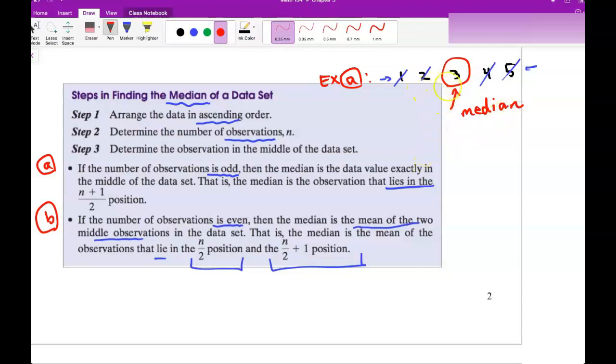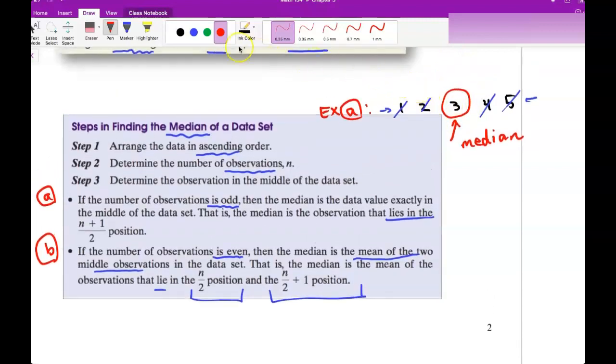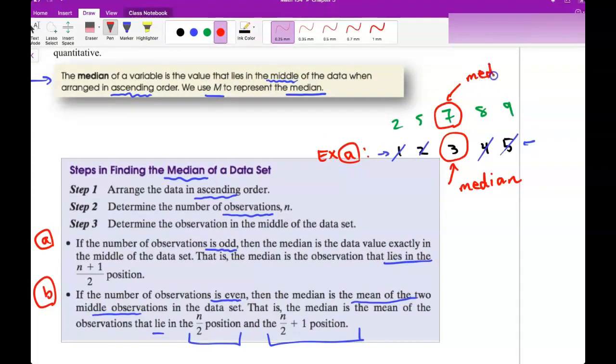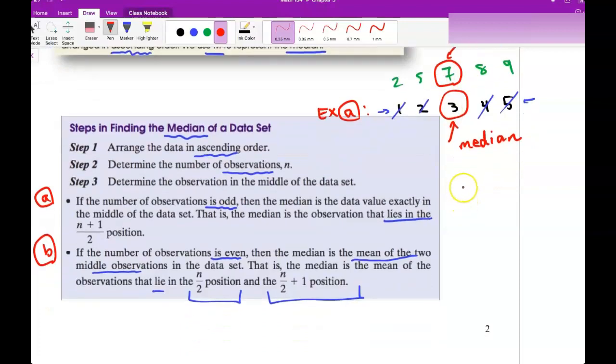Now finding the position of that one. This is in third place. It's not because I have this 3 here. This is third place: first, second, third. We may have different numbers here. What if we had 2, 5, 7, 8, 9? Then again, what we have in between is the median. And again, that is in third place.